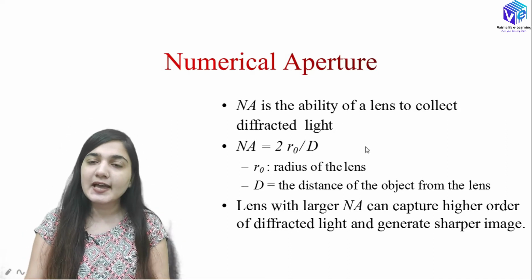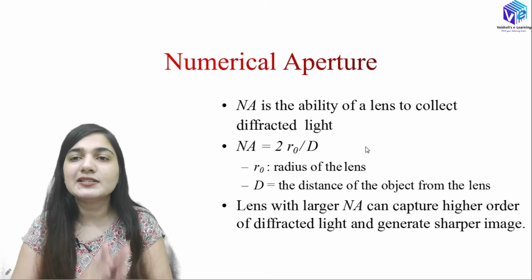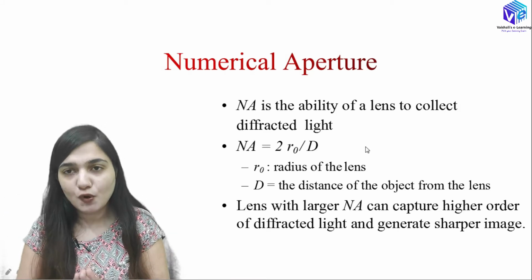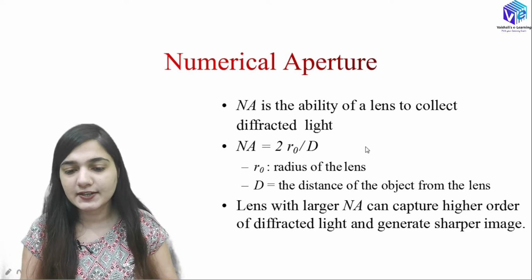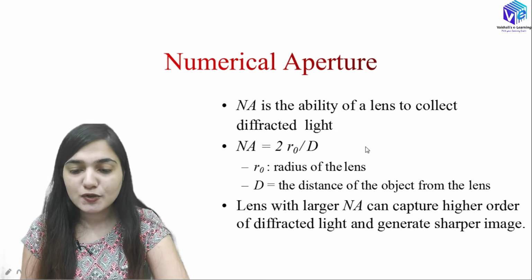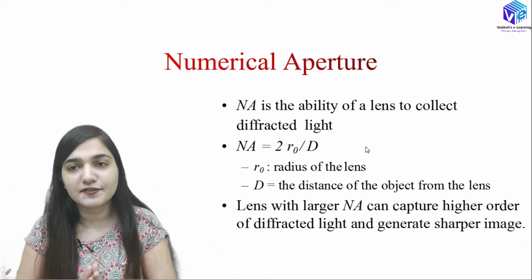Now coming to the second parameter, which is numerical aperture. We calculate the numerical aperture to find out the resolution, because resolution is related to the numerical aperture. What is numerical aperture? Numerical aperture is the ability of a lens to collect this diffracted light.